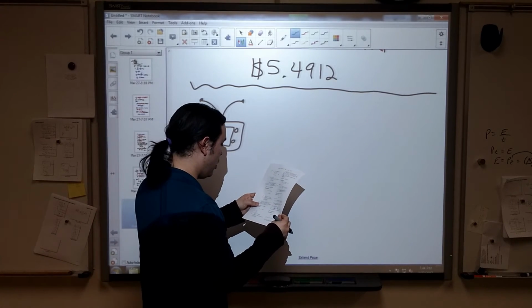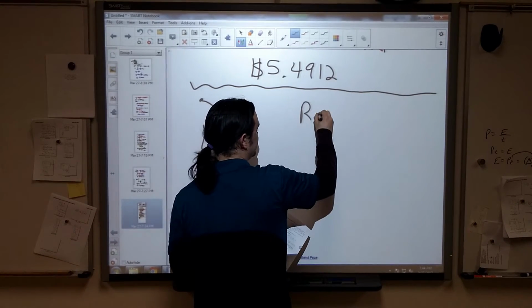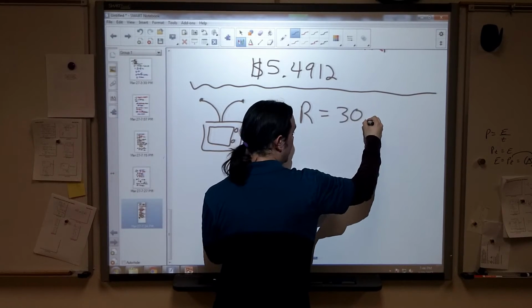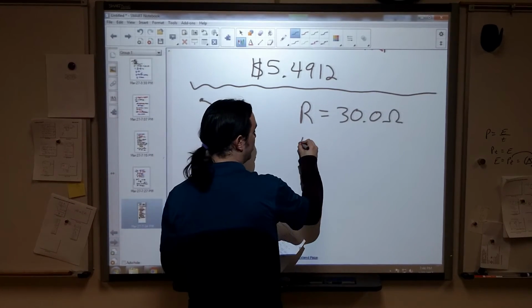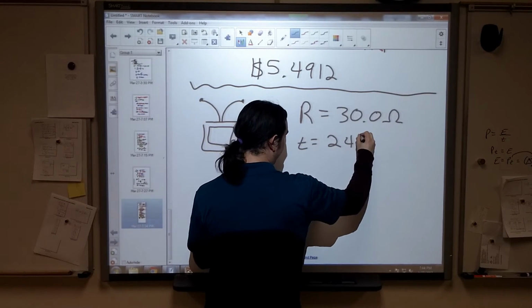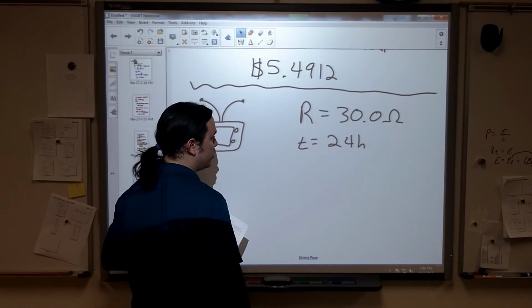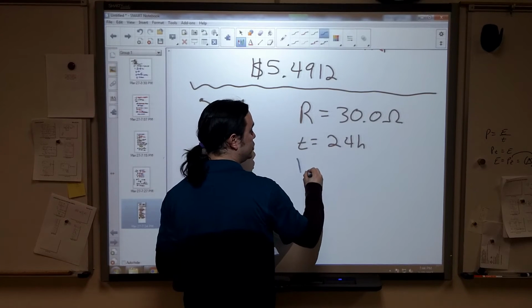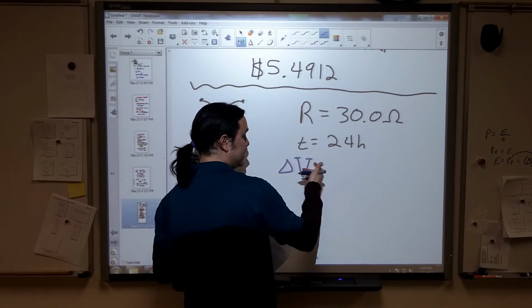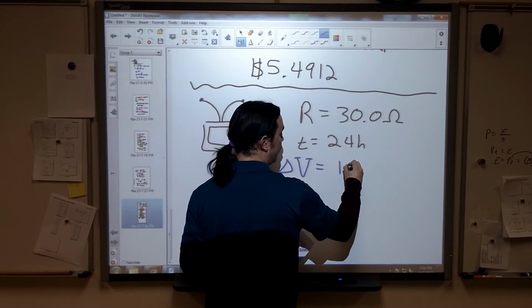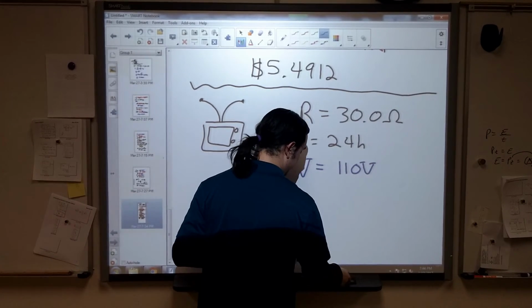We've got a TV, and we've been told that it has a resistance, that's interesting, of 30.0 ohms, at least for my numbers. We're going to be running it for 24 hours. We don't know how much current it draws, but we do know from the very beginning that we could assume that all the appliances have a potential difference of 110 volts.